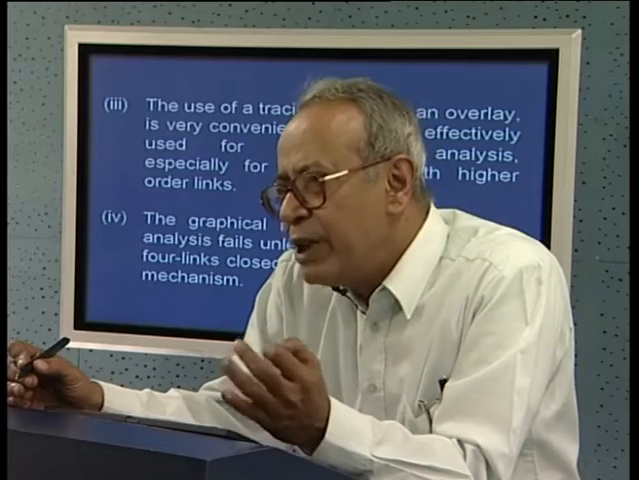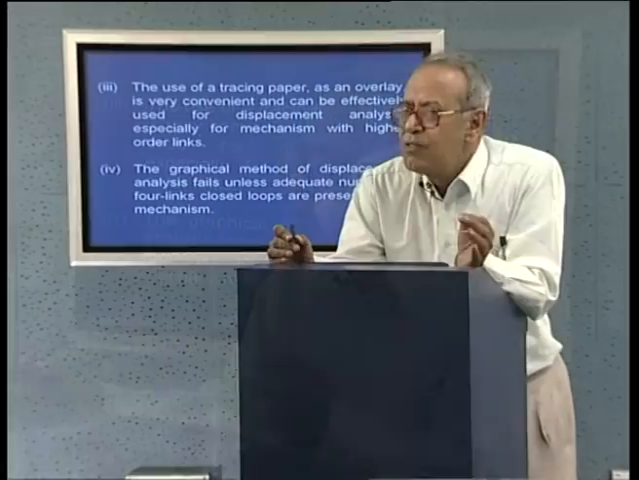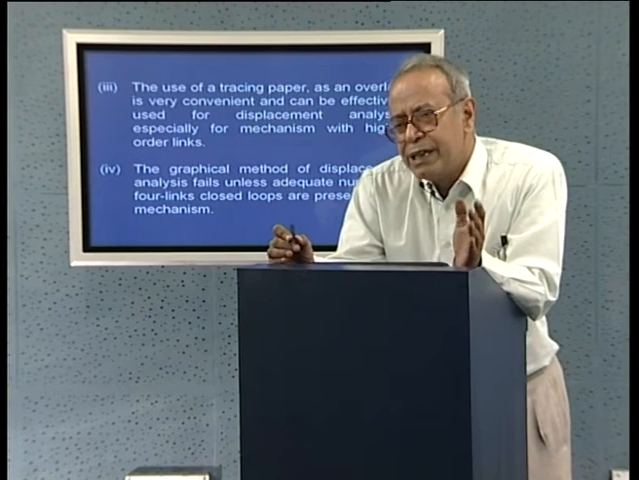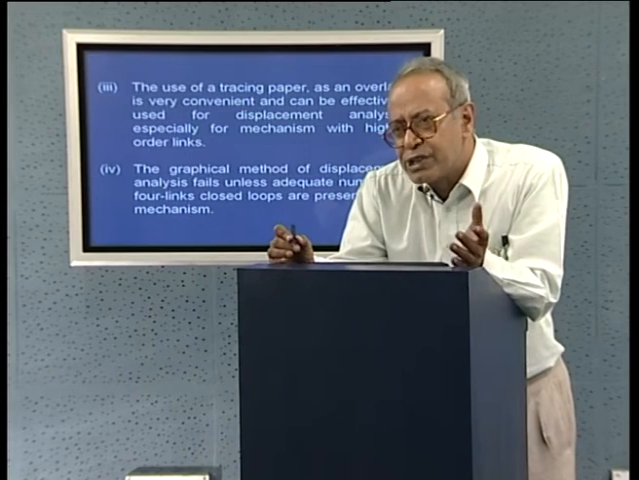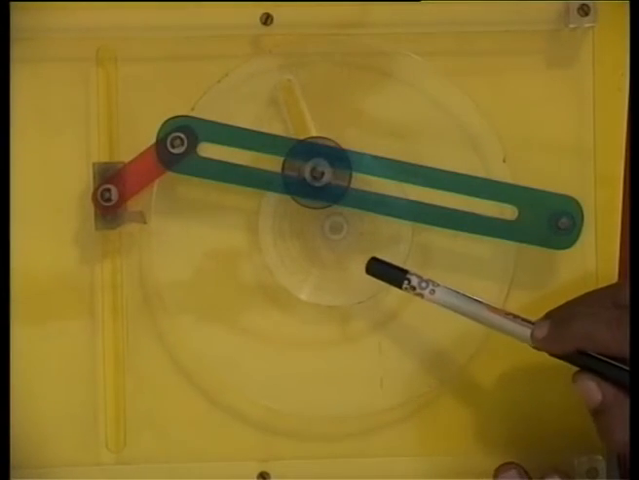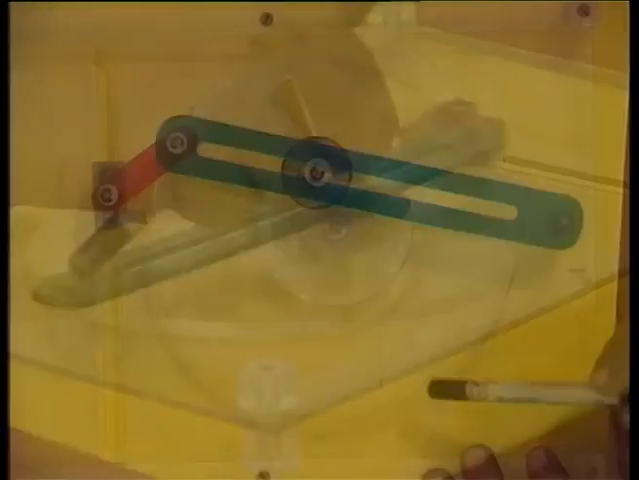So, let me start with the first example, which is a slotted lever quick return mechanism, which is used in shaping machines. First, I will show you the model, then the kinematic diagram of the same mechanism, then pose the question of displacement analysis. This is the model of the quick return mechanism that is used in a shaping machine.